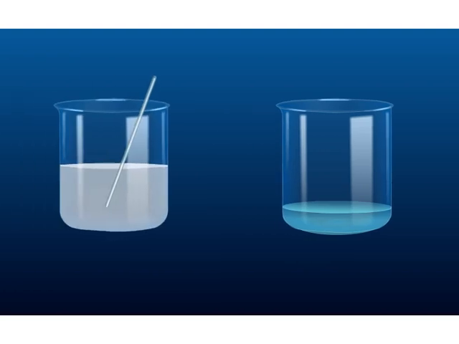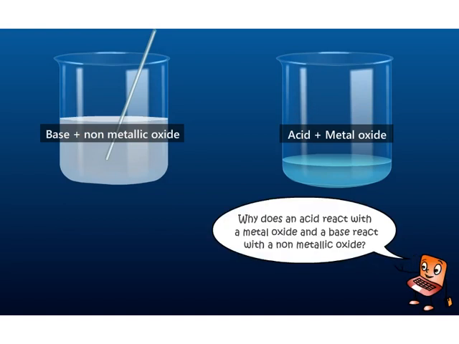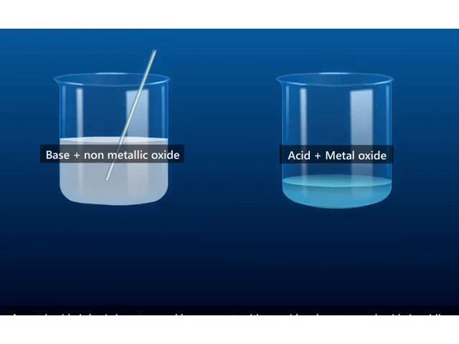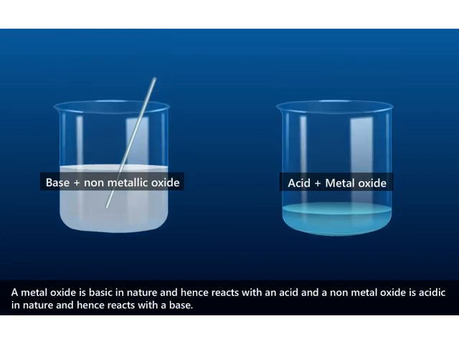Work your brain. Try to answer this. Why does an acid react with a metal oxide and a base react with a non-metallic oxide? A metal oxide is basic in nature and hence reacts with an acid, and a non-metal oxide is acidic in nature and hence reacts with a base.